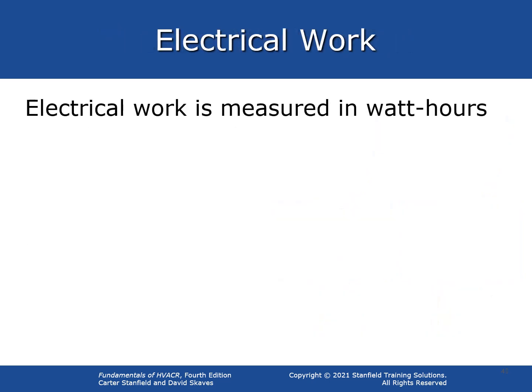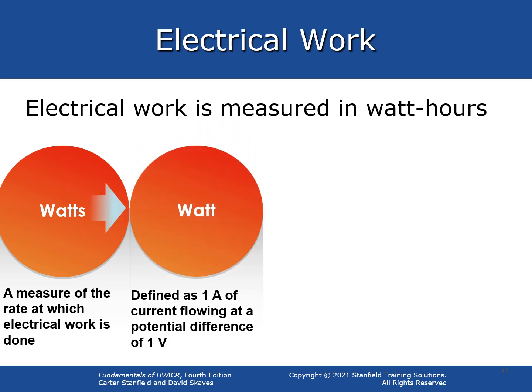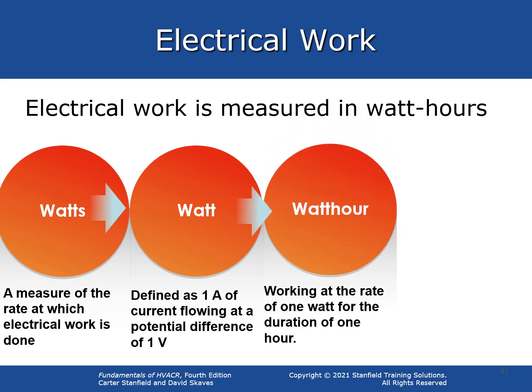Electrical work is measured in watt-hours. To measure the quantity of electrical work, it is necessary to measure both how long the work is being performed and at what rate in watts. Watt-hours are calculated by multiplying watts times hours. Watts is a measure of the rate at which electrical work is done. The watt is defined as 1 amp of current flowing at a potential difference of 1 volt. A watt-hour is working at the rate of 1 watt for the duration of 1 hour.